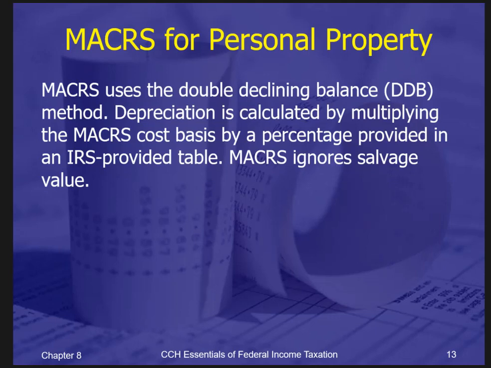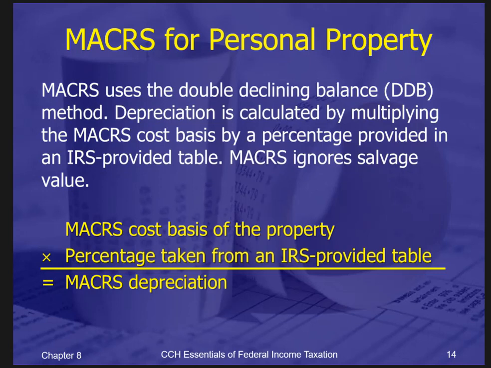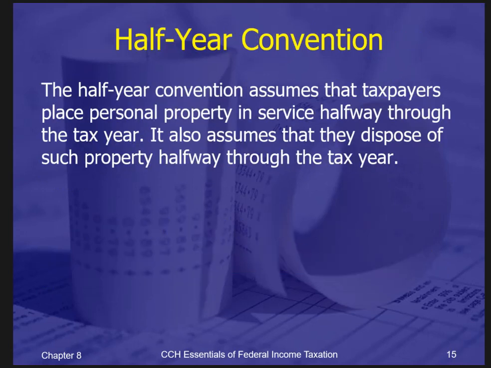And it simply takes the cost of the asset, basis of the asset, and multiplies it by a percentage provided in the IRS table. You just have to figure out which table to use. That's the key. And then what year we're talking about. We do not consider salvage value. You do not have anything like subtract salvage value out when you do this calculation. So I take the cost and multiply by the percentage.